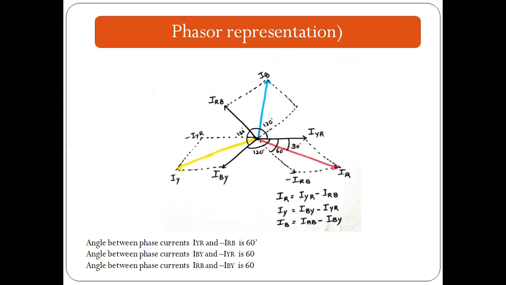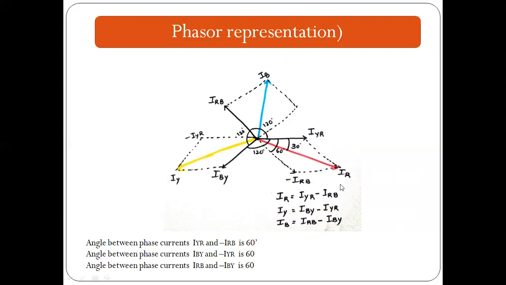You are already familiar with phasor diagram drawing, so I have just drawn the phasor diagram. You practice this at home. IR is nothing but the vector difference of IYR and IRB, that is, IYR plus minus IRB. We have already drawn the phase currents, so using that we have drawn the phasor diagram here.